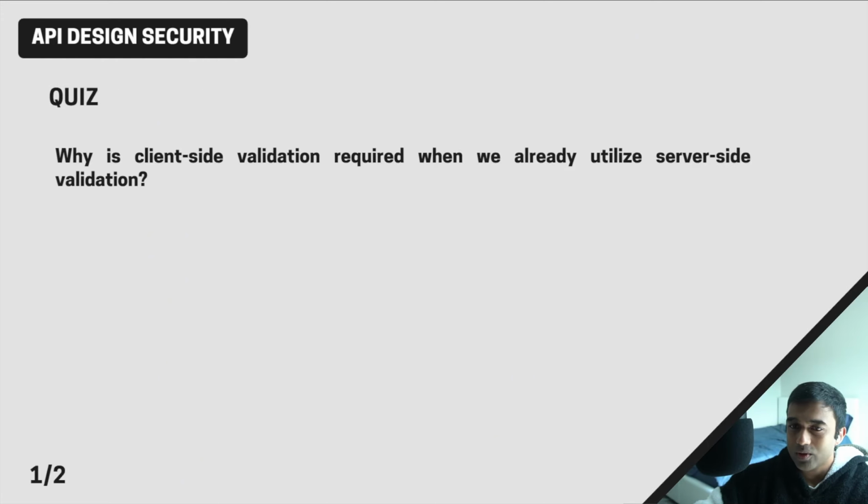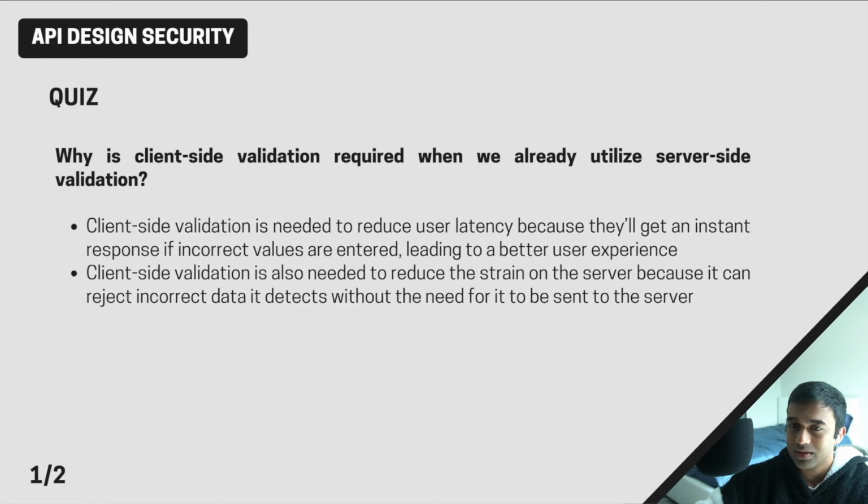So let's do a quick quiz. Why is client-side validation required when we already utilize server-side validation? Client-side validation is needed to reduce user latency because they'll get an instant response if incorrect values are entered, which leads to a better user experience. And client-side validation is also needed to reduce the strain on the server because it can reject incorrect data it detects without the need for it to be sent to the server.